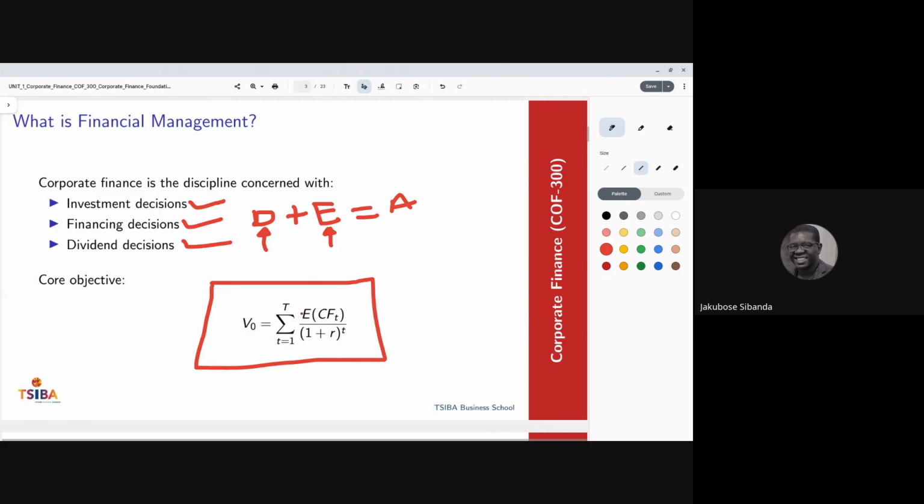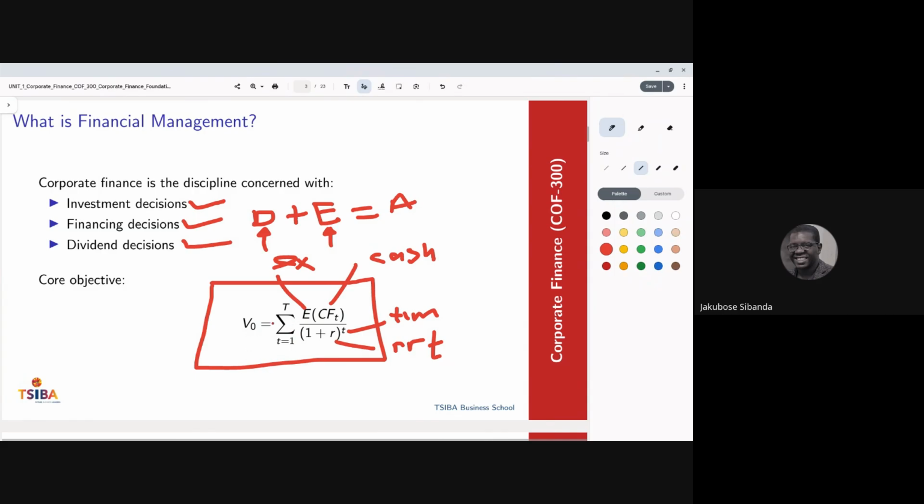Then expected cash flows, CFT. So CF, that's cash flows. E represents expected. Then these are cash flows. Then T is the time. Then R is the required rate of return. That's your R.